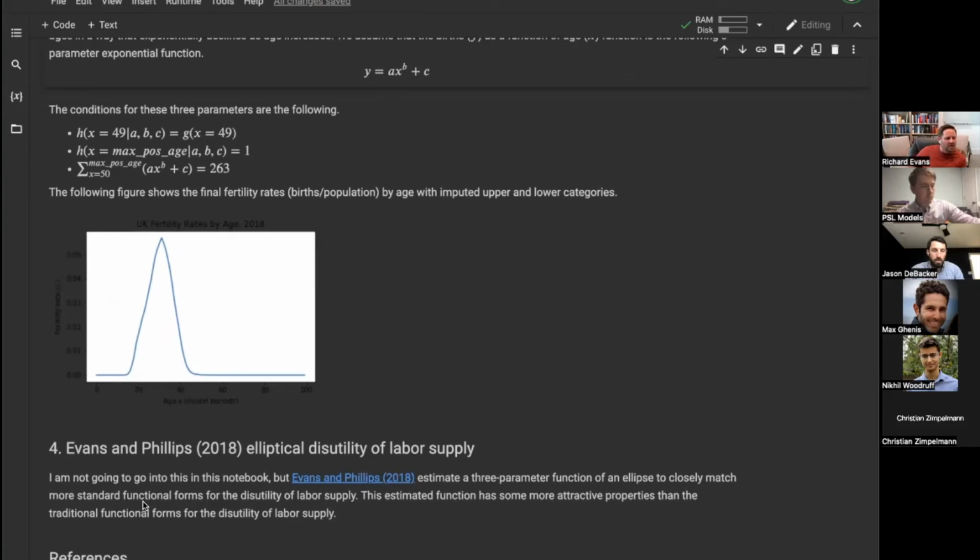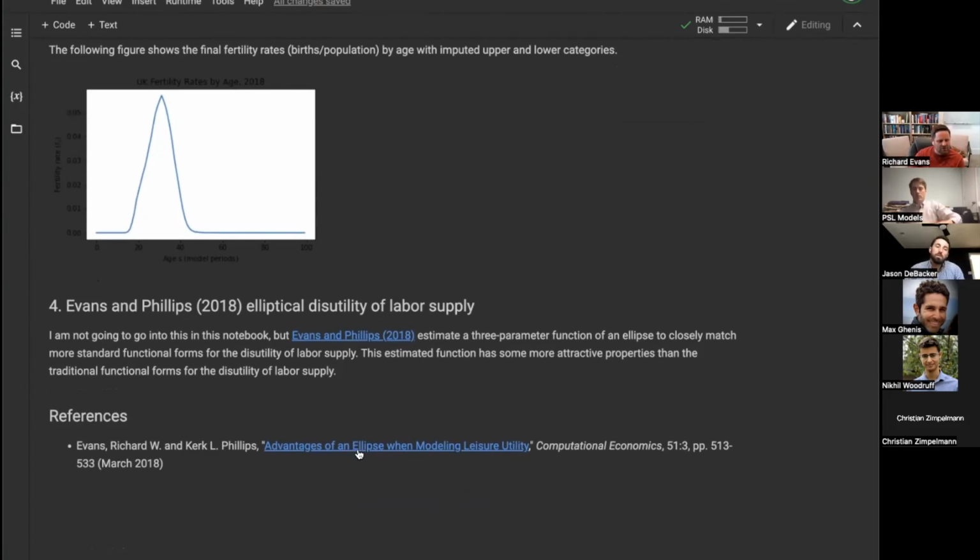I did include one last thing just as a note here, where Kirk Phillips and I have a paper. It's down here in the references, Advantages of an Ellipse when Modeling Leisure Utility, where basically there are these functional forms used commonly in the microeconomic literature. Frisch elasticity disutility of labor functional form, or the constant relative risk aversion utility of leisure functional form. And those had some issues at the upper and lower bounds of possible labor supply. And we found that the functional form for an ellipse satisfies both of the deficiencies of those two approaches.